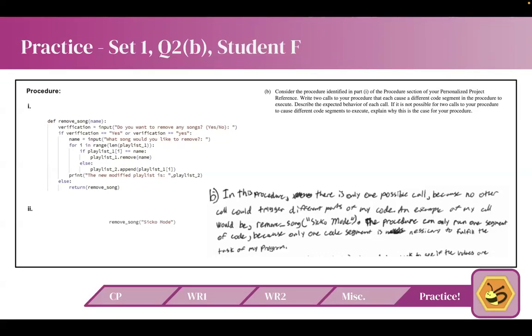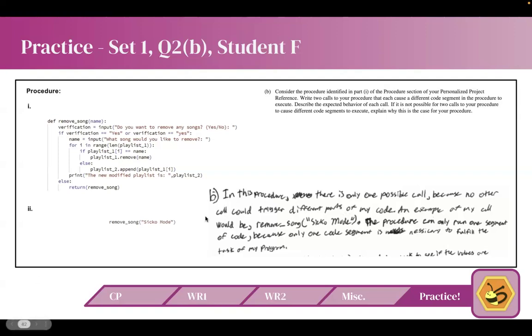Wait, so what causes the else to trigger? Can you go back and explain? Yeah. The idea is, if the playlist item that we're on is equal to the name that we're inputted, in other words, if this song is in playlist one, then we need to remove it. Else, if it's not in playlist one, then we need to add it to the second playlist.